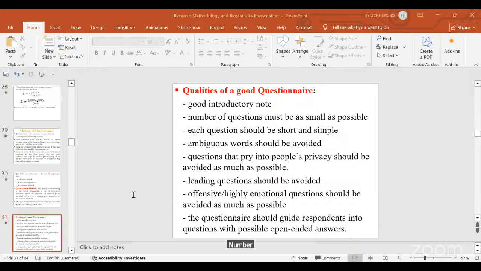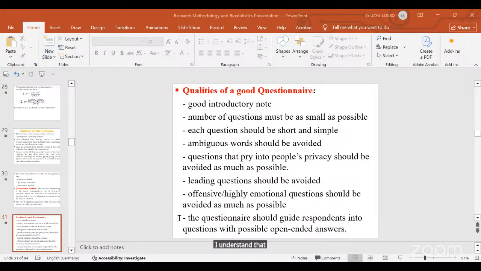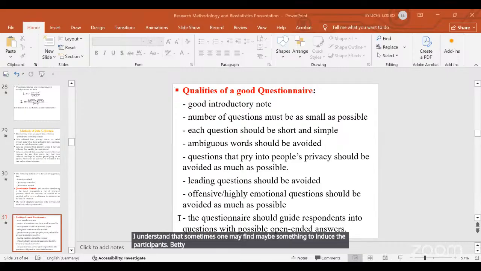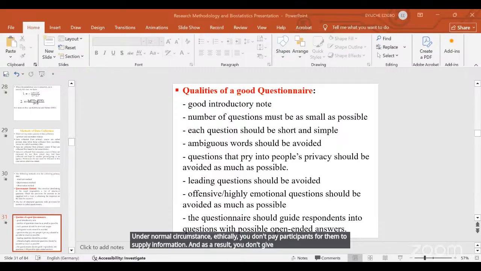Number two quality is that the number of questions must be as small as possible. The number of questions in a good questionnaire must be as small as possible. The reason for this is because, ethically, you don't pay participants for supplying information in a questionnaire. I understand that sometimes one may find something to induce the participants, but under normal circumstances, ethically, you don't pay participants for them to supply information. And as a result, you don't give them overwork.